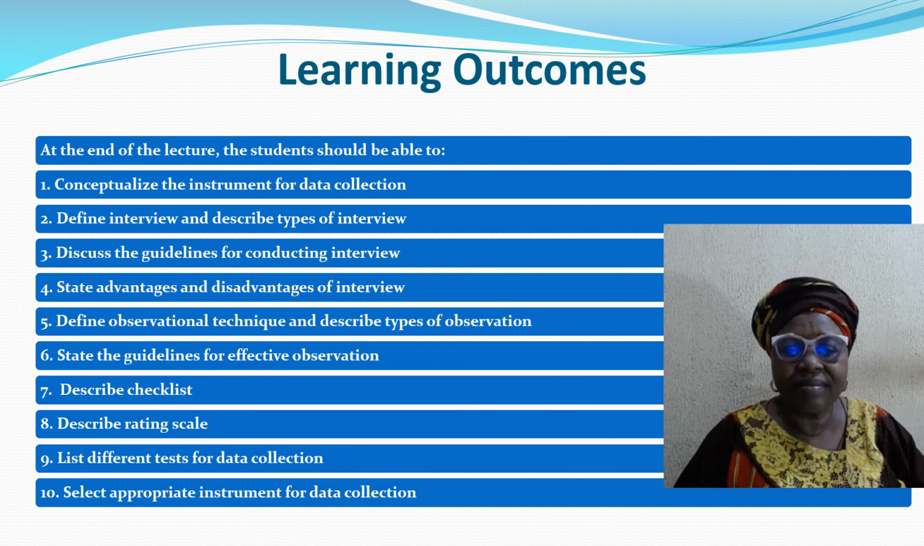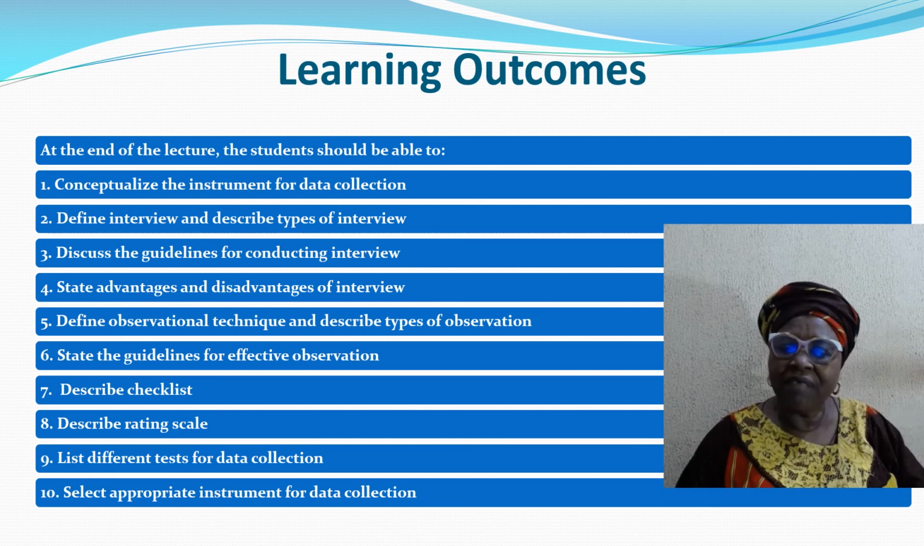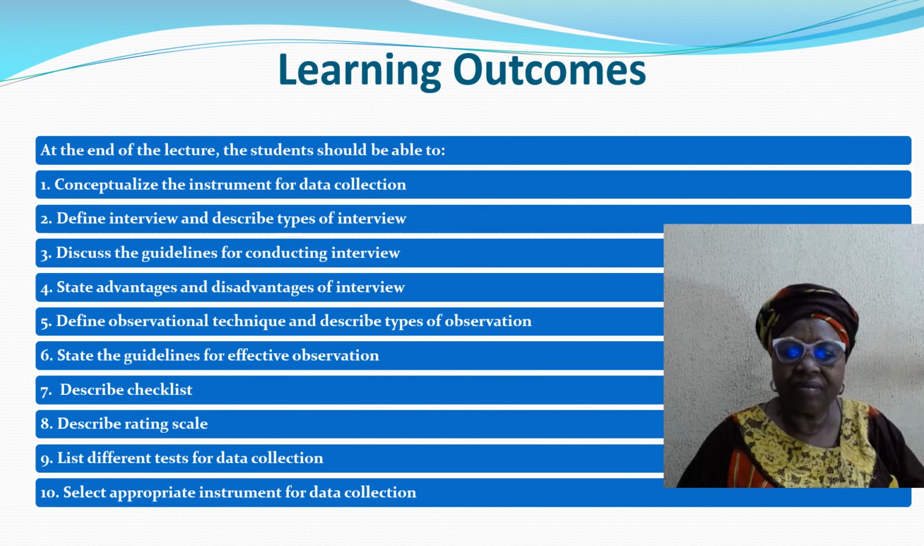Our learning outcomes. At the end of the lecture, the students should be able to conceptualize the instruments for data collection, define interview, and describe types of interview, discuss the guidelines for conducting interview, state advantages and disadvantages of interview, define observational technique, and describe types of observation, state the guideline for effective observation, describe checklists, describe rating scale, list different tests for data collection, select appropriate instrument for data collection.